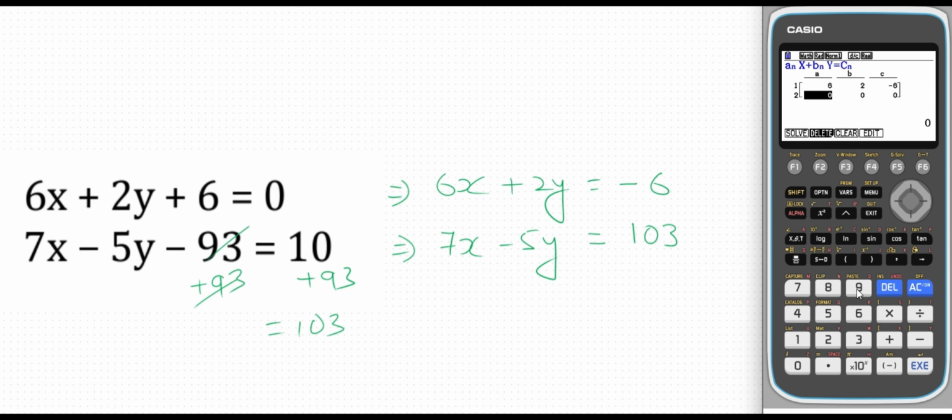For the second equation, the coefficient of x is 7, the coefficient of y is -5, and the constant term on the right hand side is 1, 0 and 3. Then we will press exe, we'll get our answer, click on F1 which is for solve, and we got our answer. X is equal to 4 and y is equal to -15. So that's my answer.